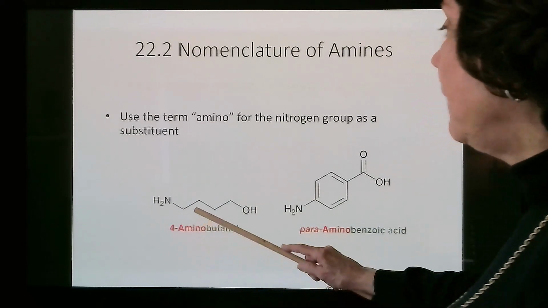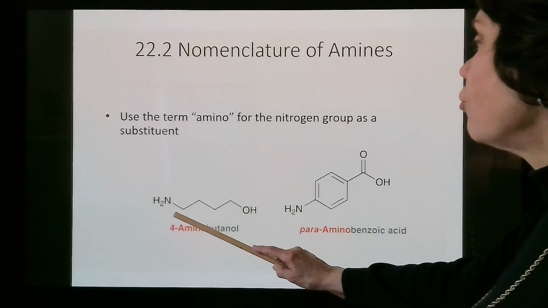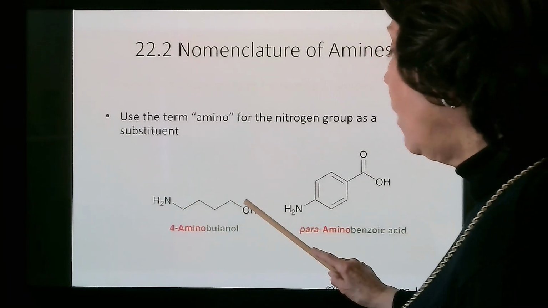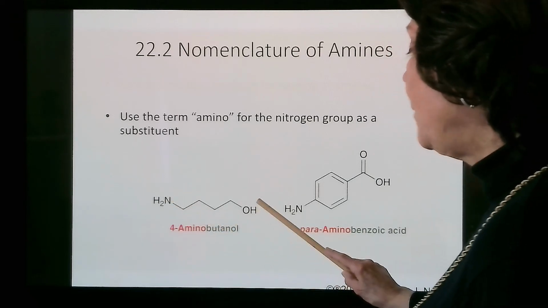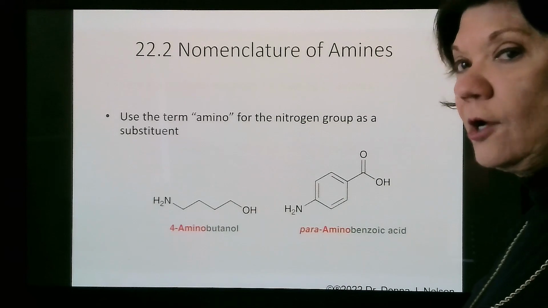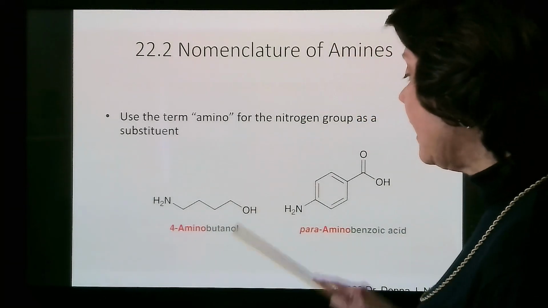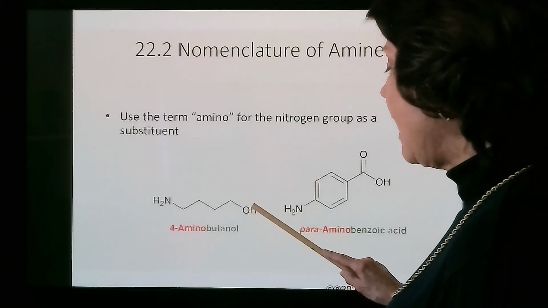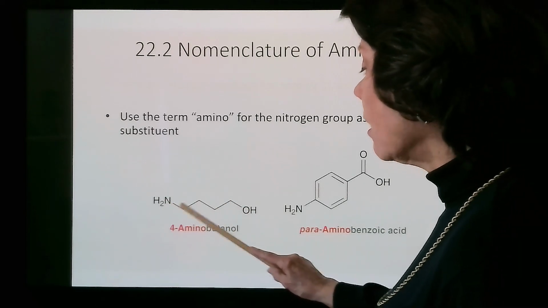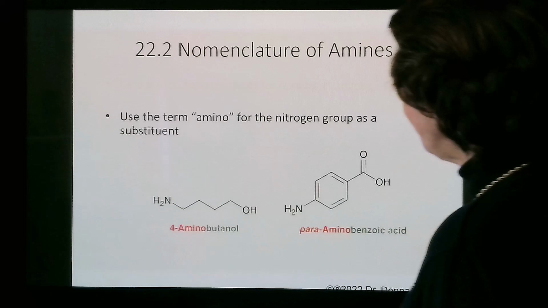We can use the term amino for the nitrogen group as a substituent. Here you can see you have an amino group and an alcohol functionality. The alcohol functionality is the higher priority functional group, and so this is named as the alcohol. It is 4-amino-1-butanol.